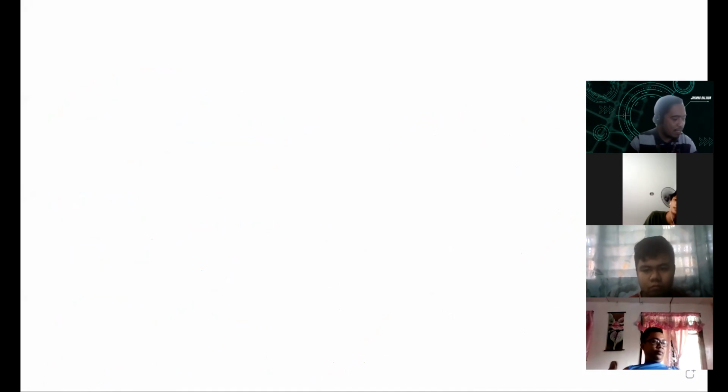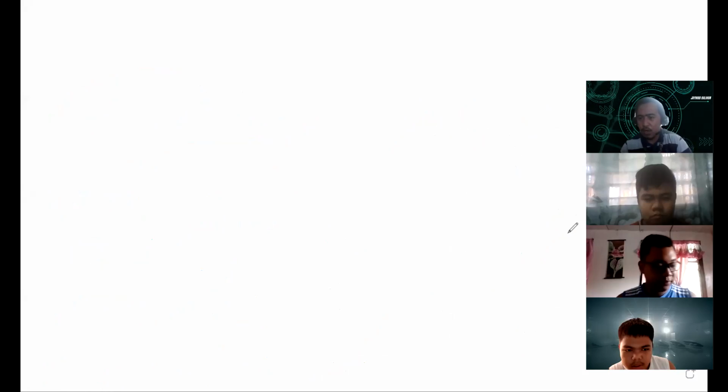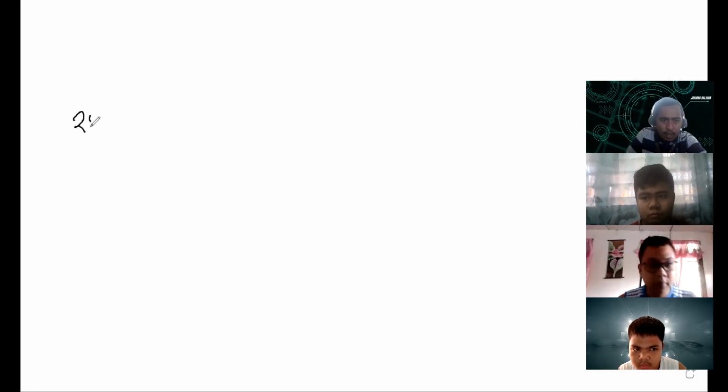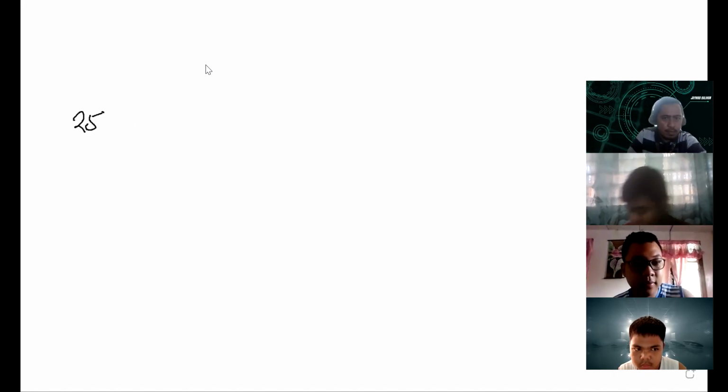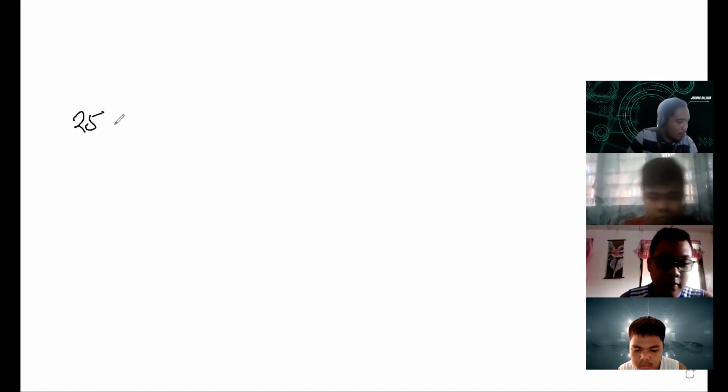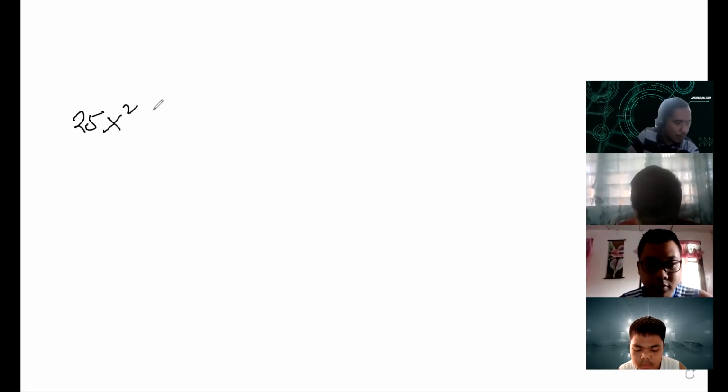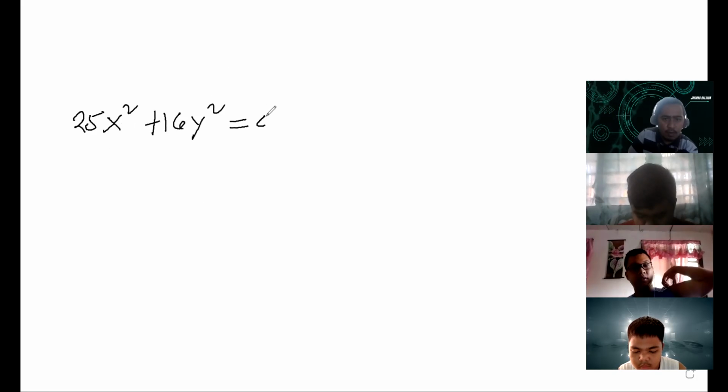This time I want you to try this one. Let me get an example from our exercises. I already sent the exercises in your group chat, so kindly try to practice for it. So let us have this one. How about you are given 25x squared plus 16y squared equal to 400.